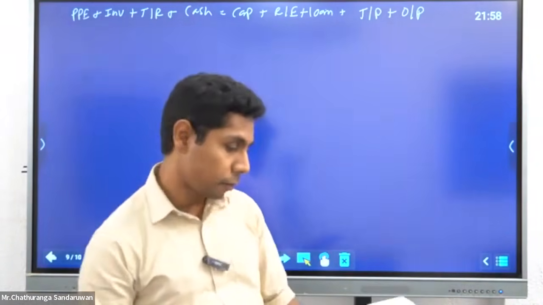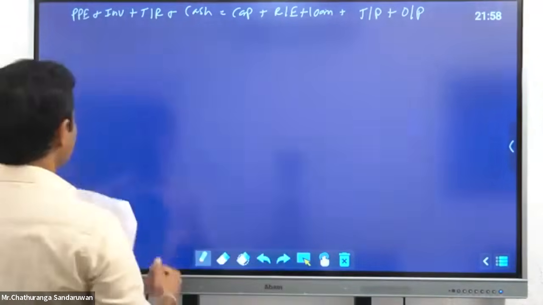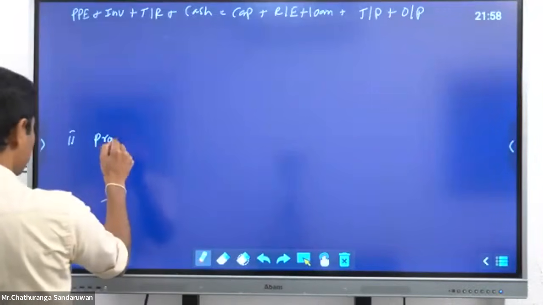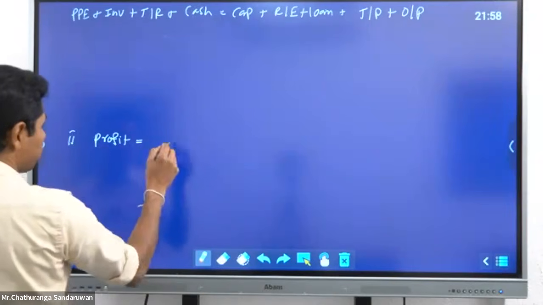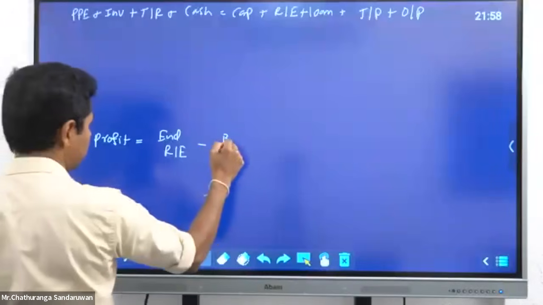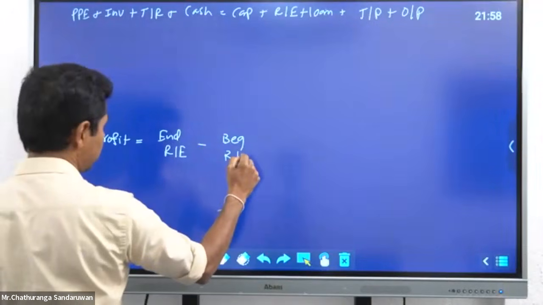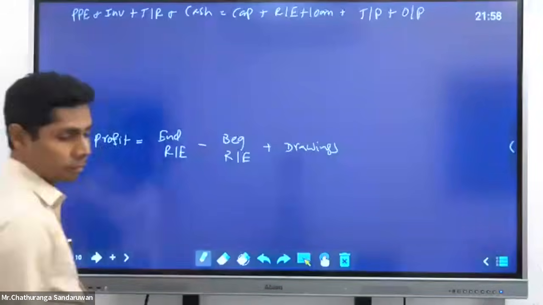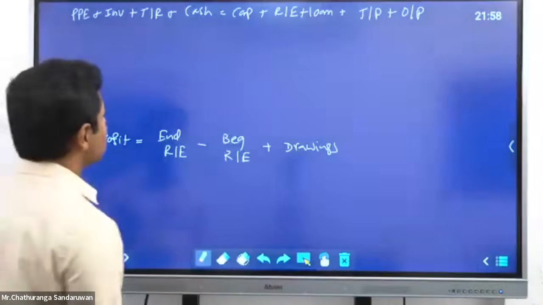And also the second part is asking the profit. Therefore, keeping some space here. The second part is profit. You know how to get the profit from the retained earnings: ending retained earnings minus beginning retained earnings plus drawings. That's the profit equation.